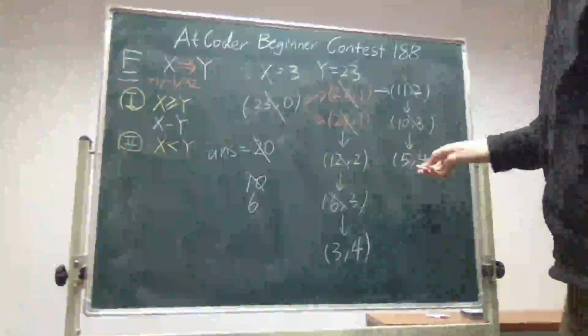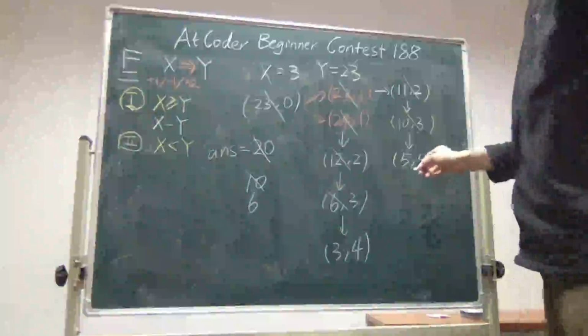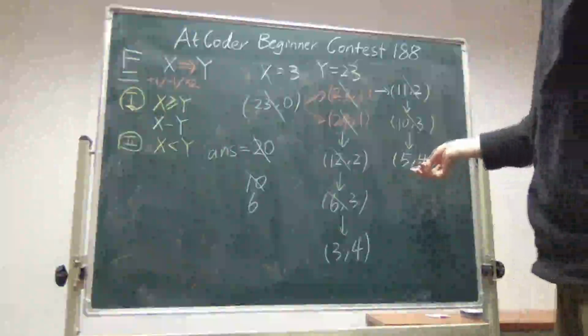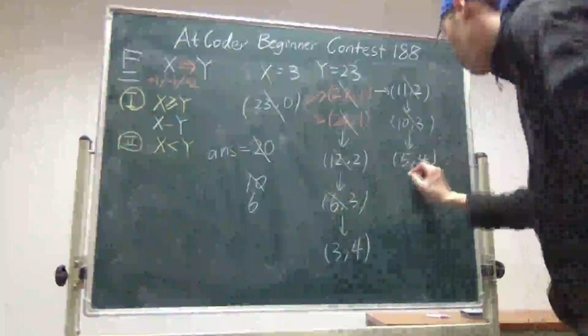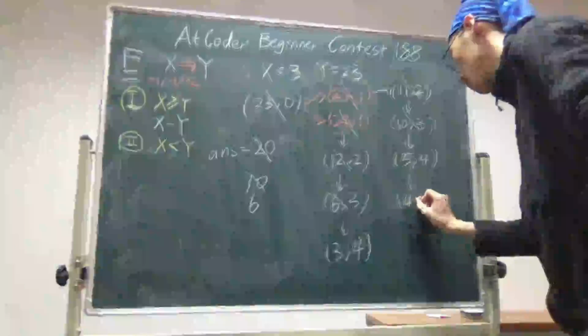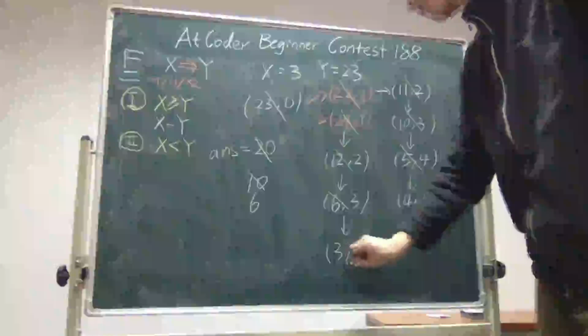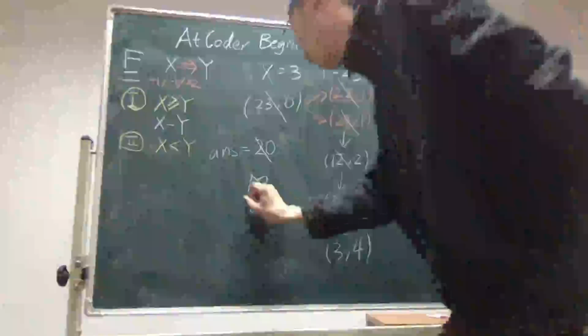But now at 5, 4, can we update the answer? No, we can't. Since 5 is odd, we cannot go to 6, as 6 is already visited, so we will go to 4, 5. And it is popped. Now at 3, 4, can we update the answer? Yes, we can. We can update it to 4.